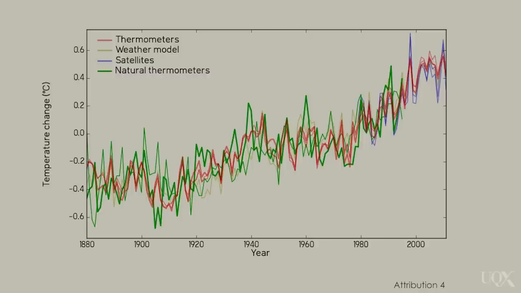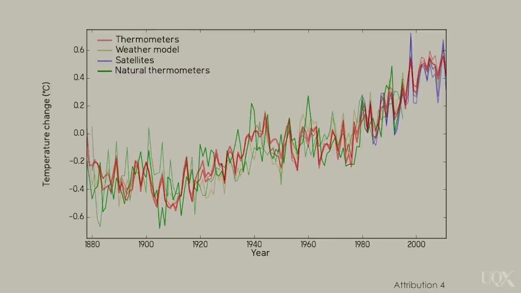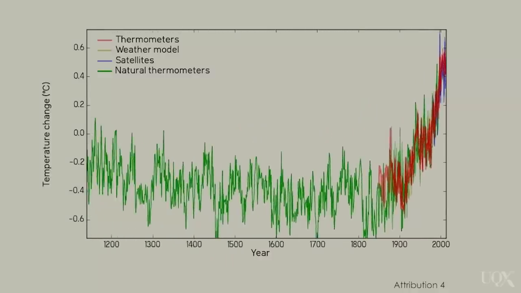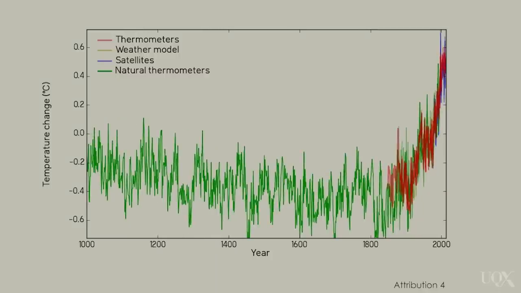All of these confirm that the planet has warmed over recent decades. The natural thermometers can also give us temperature records over much longer periods. These tell us that the warming is very different from natural climate change.